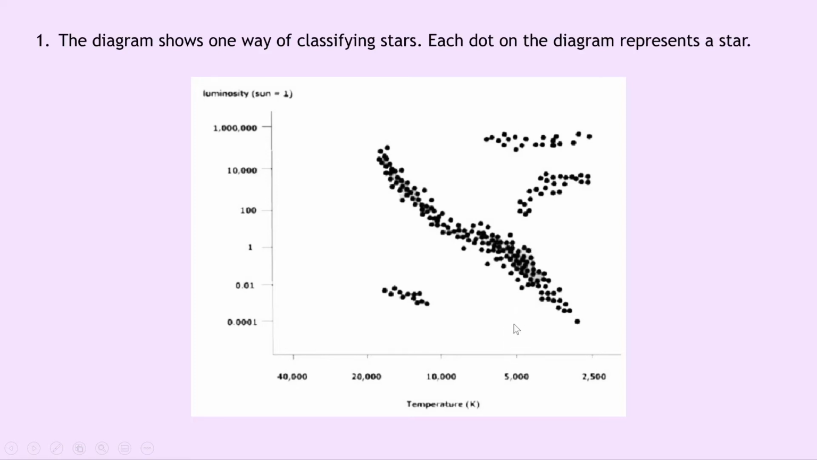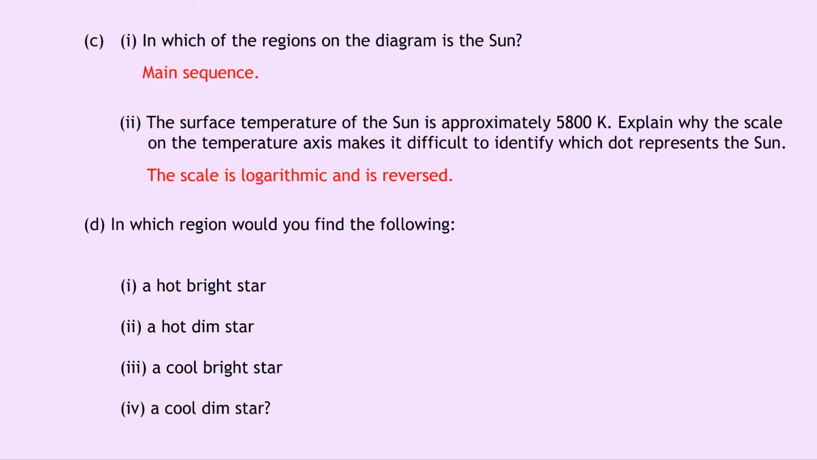Part D then says, in which region would you find the following? So we've got a hot bright star, a hot dim star, a cool bright star, and a cool dim star. Well, for part 1, a hot bright star, that's like the sun, so you would find that on the main sequence. But a hot dim star you would find in the white dwarf region. A cool bright star you would find in the giant region. And lastly, a cool dim star you would find in the main sequence, i.e. that could be a star near the end of its lifetime on the main sequence.